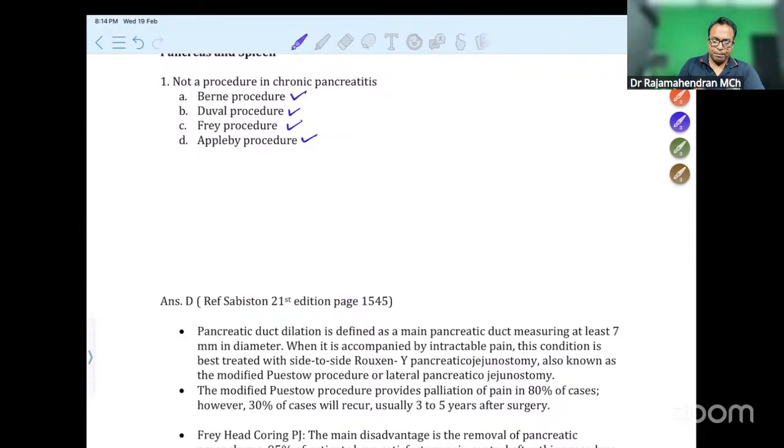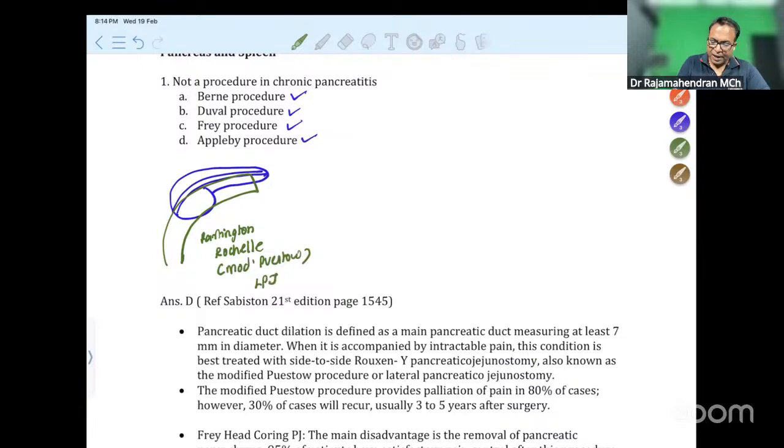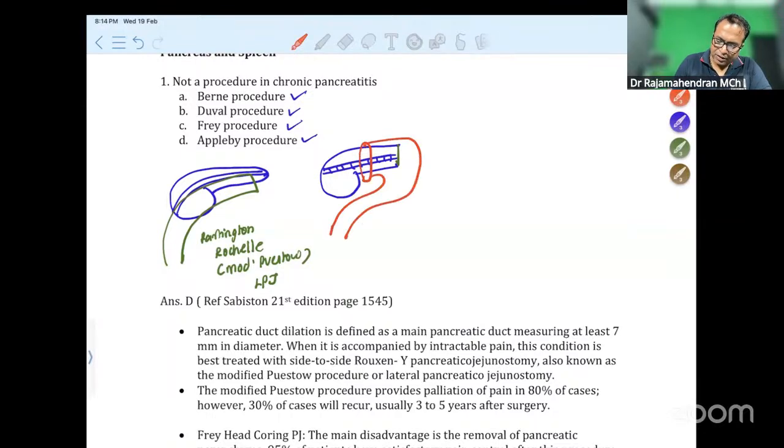I will explain later. There are many procedures used for chronic pancreatitis. The commonly done procedure is we open the duct and we anastomose it like this. This is Partington-Rochelle, also called modified Puestow, in which we do a lateral pancreaticojejunostomy. So what is the original Puestow? Please understand what the original Puestow is. Original Puestow left the duct fully open like this, removed the spleen, and invaginated the bowel like this. This is the original Puestow.